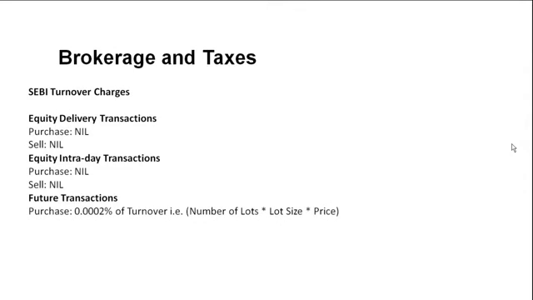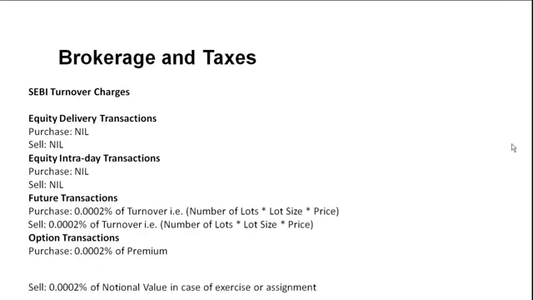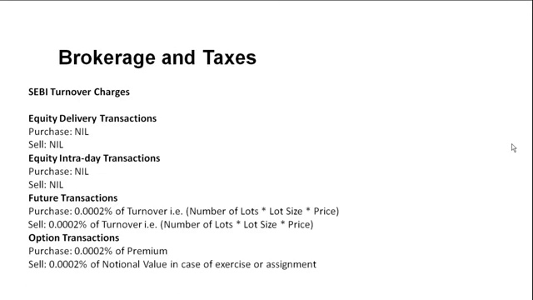But for future transactions, on purchase, 0.0002% of turnover is charged, and for selling also 0.0002% of turnover is charged as SEBI turnover tax charges. For option transactions, for a purchase, 0.0002% of the premium is charged, and for sell, it is 0.0002% of the notional value in case of exercise or assignment.